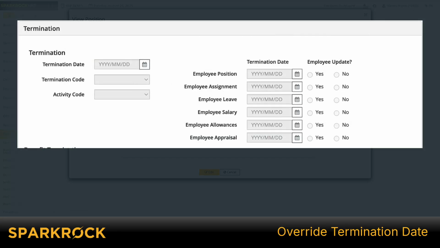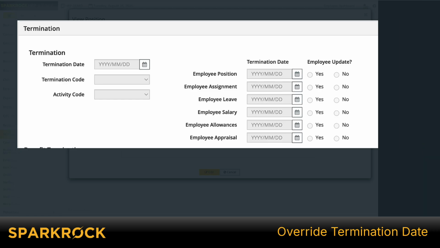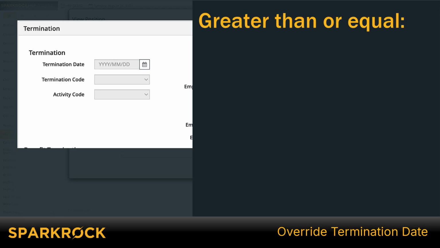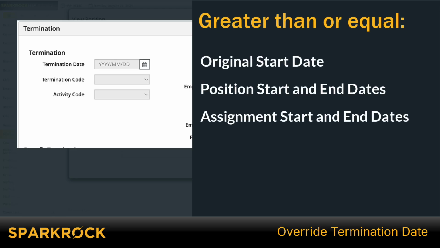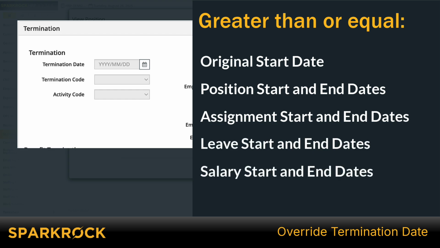Historically, the termination date was restricted to a date greater or equal to the start and end date. Well, now we've introduced the ability to override the termination date if the user enters a termination date greater than equal to the original start date, the position start and end date, the assignment start and end date, the leave start and end dates, the salary start and end dates for an employee, or the allowance start and end dates for an employee. So if any of those are true, you're able to override it. So let's take a look at it in action.